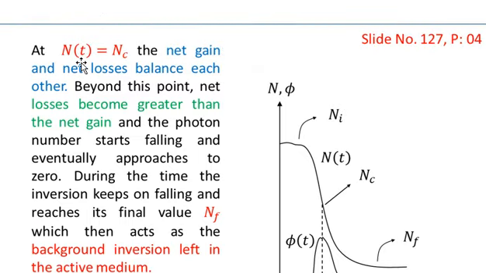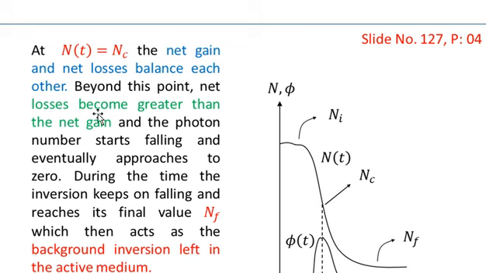Okay, at n of t is equal to NC. So this is the point where we have n of t is equal to NC. The net gain and the net losses balance each other. So the critical inversion is the point where the net gain and the net losses balance each other. Beyond this point, net losses become greater than the net gain. So when you go below the point of NC, the losses become greater than the gain.